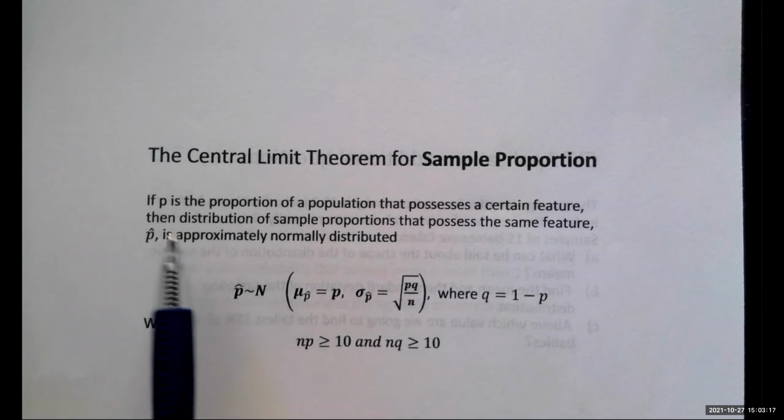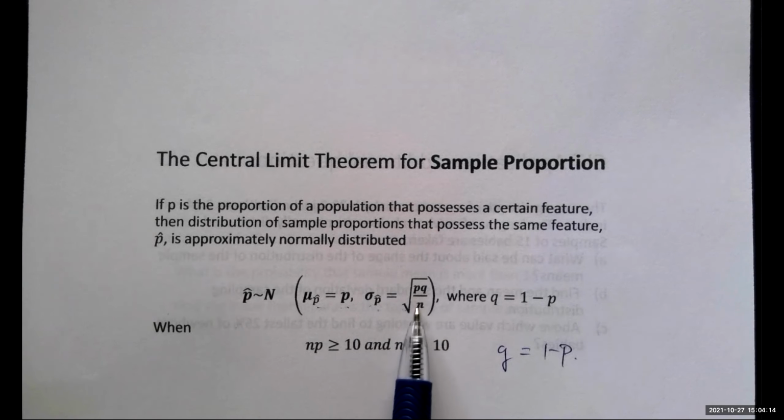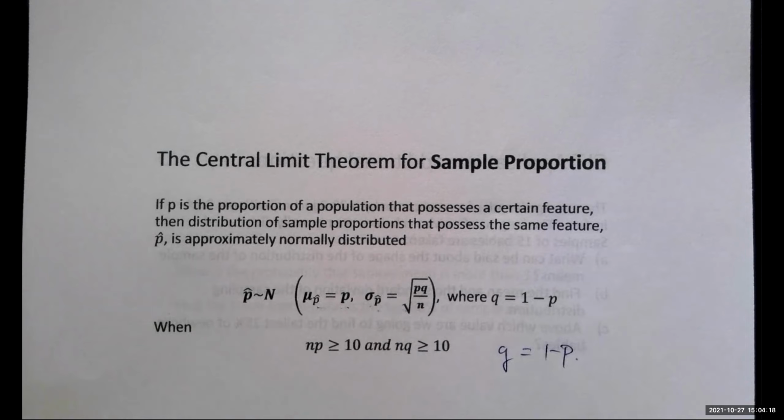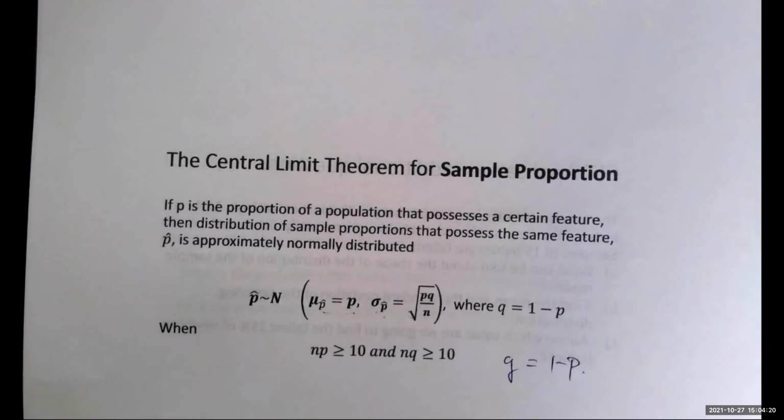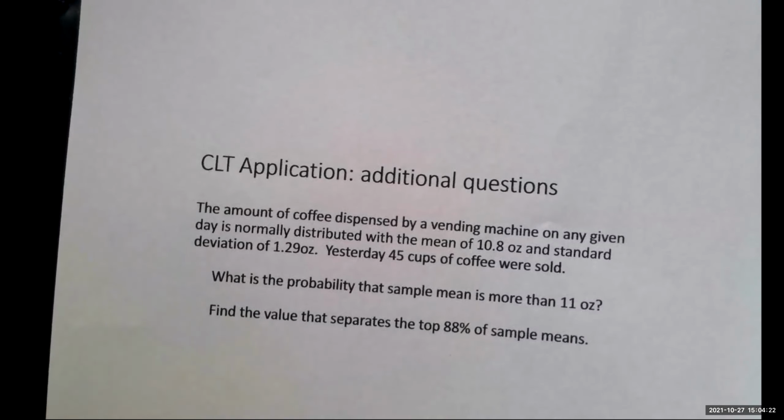Now it is normally distributed with the mean equal to the proportion of the population, and the standard deviation of the distribution of sample proportions can be calculated using this formula: the square root of p times q divided by n. All right, so let's take a look at the application.